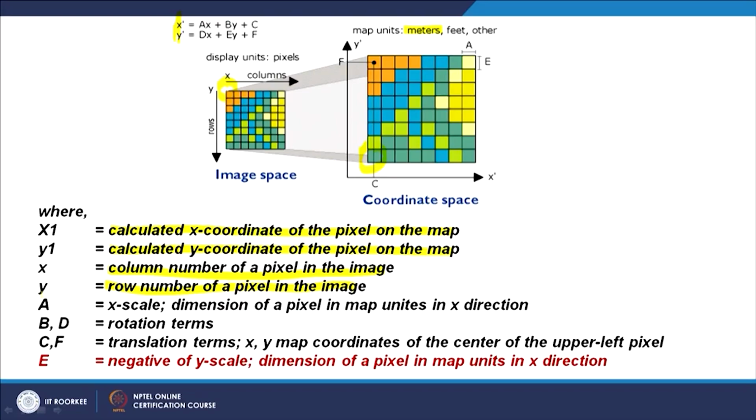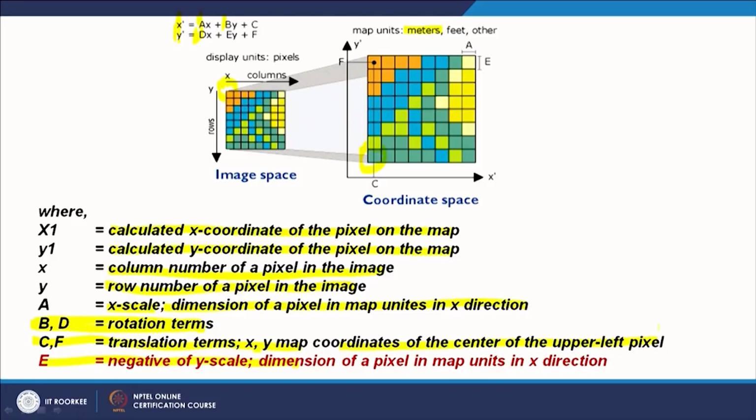Now, in this equation, A will allow the x scale, the dimension of a pixel in the x direction. Then we will also have a y scale change, but it is negative. The y scale will have a negative value because we are going from top to bottom, due to the different coordinate systems followed in image and map. And then of course there are rotation terms, which are B and D here, and C and F are the translation terms, the x, y map coordinates of the center of the upper left pixel. So when these things are resolved, we get a geometric correction.